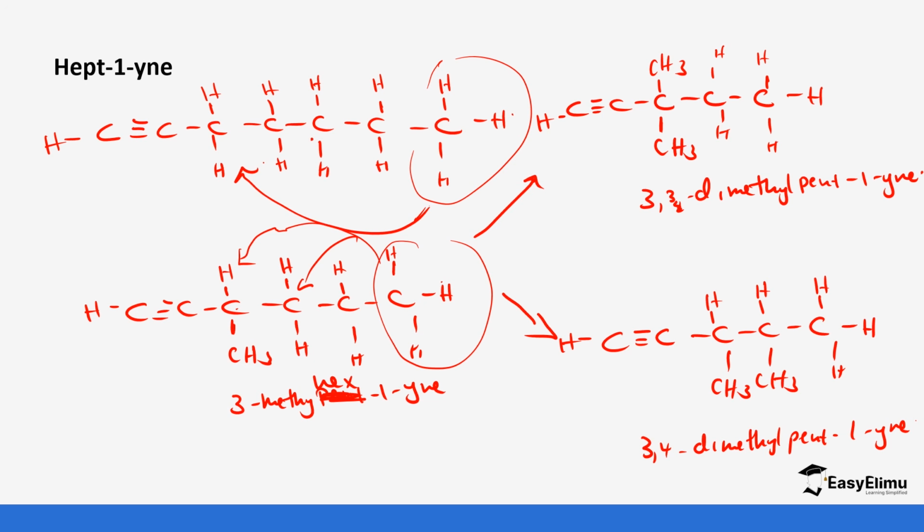Sometimes you can be told specifically to write or to draw the structural isomers or to show the positional isomers. In other cases, we're just told to write all the possible isomers of a specific alkyne. So you can mix them, or you draw the specific ones that you want from the group. So that's how you show isomers in alkynes.